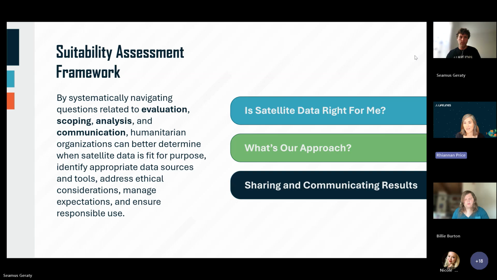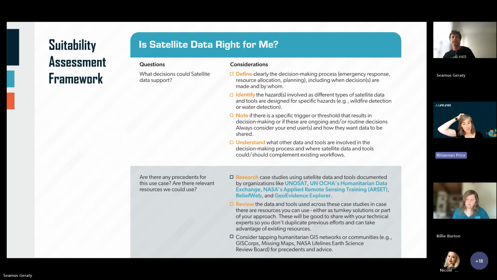And so just a few caveats, if you will, before I jump into things. I'll talk about the first component of the framework, which is really about whether or not satellite data and tools are fit for purpose for your needs. You'll see here within the framework, we've phased it out so that you have really clear considerations at each stage.